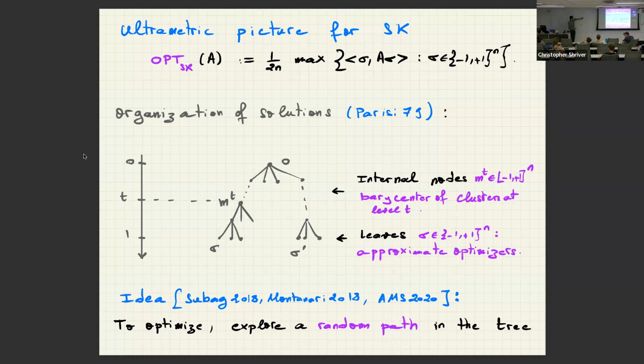You're going to see condensation at every level, so you can arrange these clusters in a tree. That's the tree that I'm drawing here, and then you'll never see a pure state until you go to infinity.